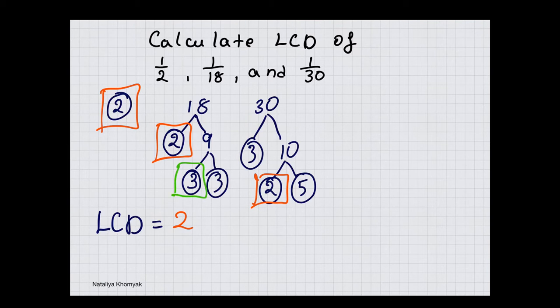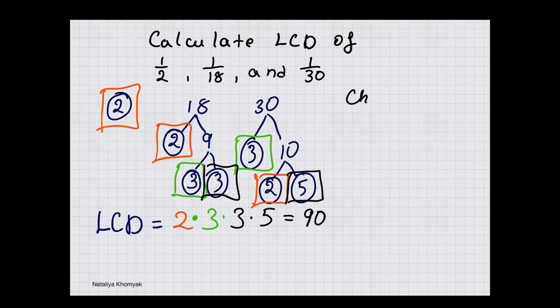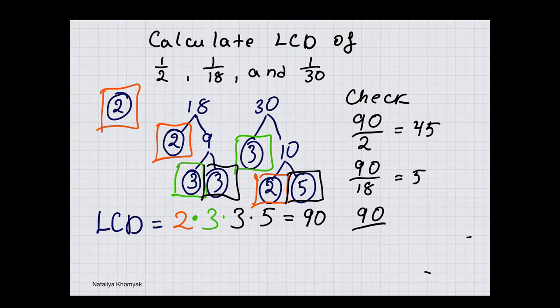We need this 3 to make 18, and it repeats in 30. So we have 2 times 3. Now this other 3 has no match, so we need this 3, and this 5 has no repetitions. We have 5. 2 times 3 times 3 times 5 will give us 90. And to check, we want to make sure that 90 can be divided by 2, which is 45. We want to make sure that 90 can be divided by 18, which is 5. And that we can divide 90 by 30, and we have 3.